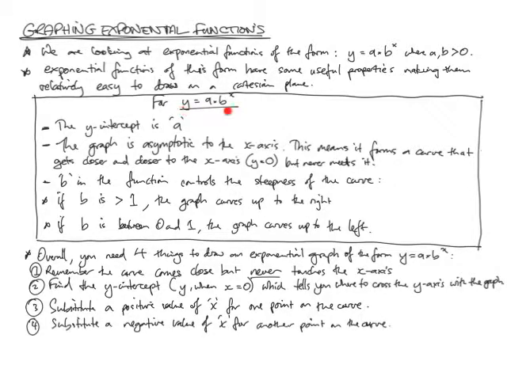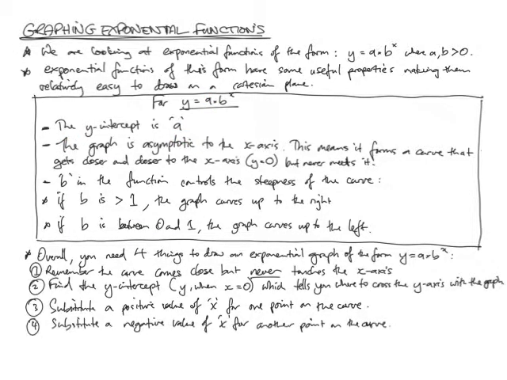So for any function where y is equal to a times b to the power of x, when x is equal to 0, you're saying b to the power of 0, and anything to the power of 0 is 1. So when x is 0, it's going to be 1 times whatever a is, so it'll be the same number. So the y-intercept is always going to be whatever a is.